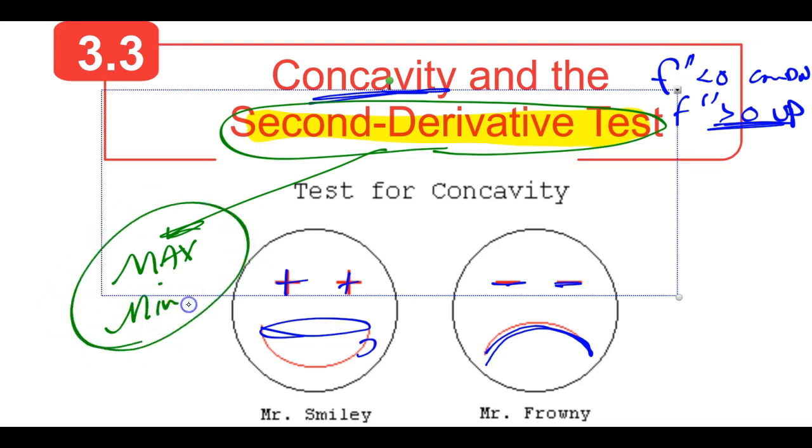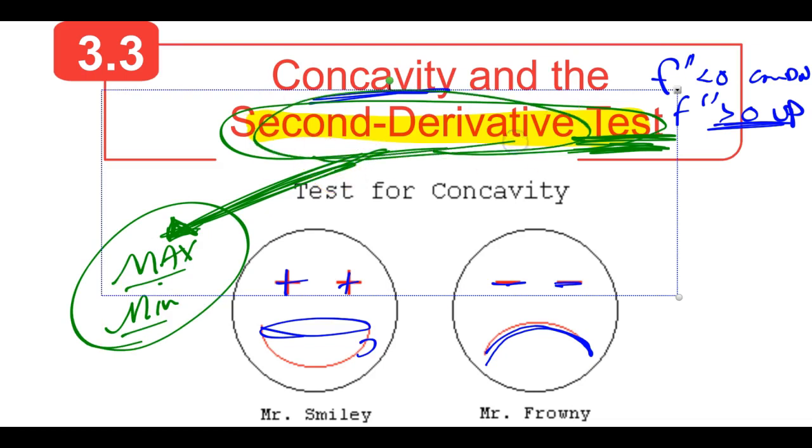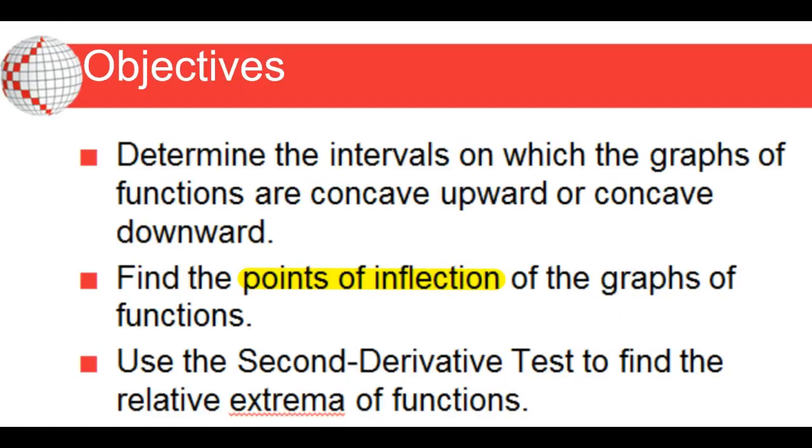It's just that the second derivative test says you don't have to go through the first derivative, you don't have to go through intervals of increase and decrease like we did for the first derivative test to determine maxes and mins. There's an easier way to determine maxes and mins, and that's by finding the second derivative. So there's two different concepts here that we're going to be exploring.